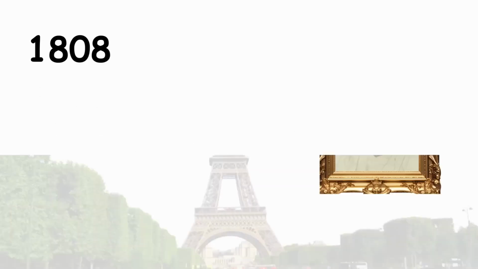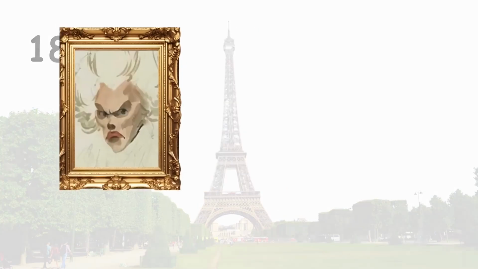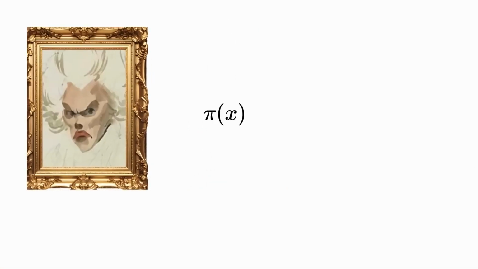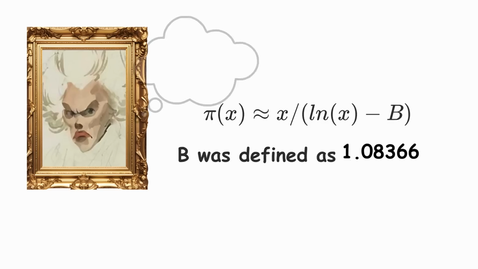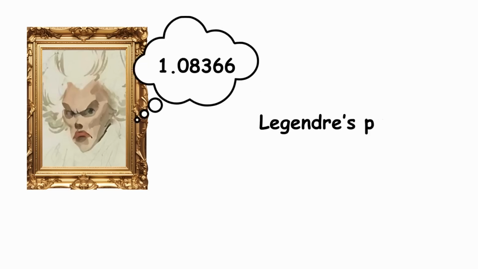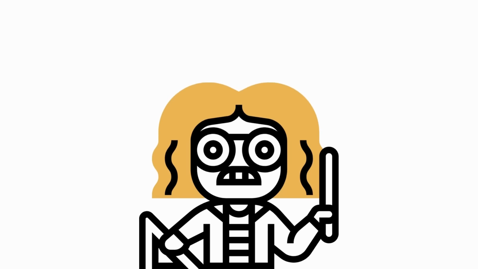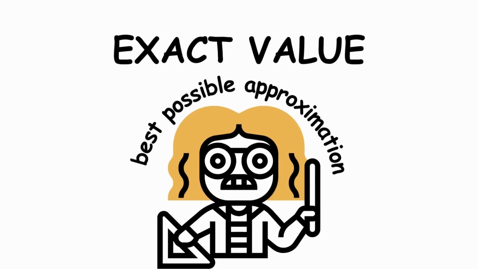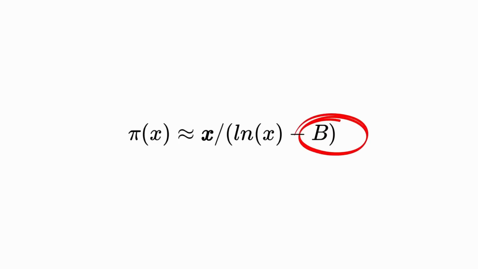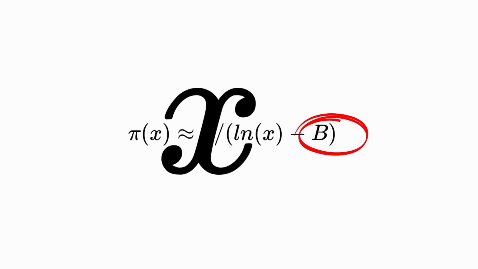In 1808, French mathematician Adrien-Marie Legendre found a good approximation for the function. Pi of x is approximately x over the natural log of x minus b, where b was defined as 1.08366. This value of b was only a guess on Legendre's part for the optimal value, so later, mathematicians sought to obtain the exact value of b that would give the best possible approximation. Stated more precisely, they wanted to choose a value for b so that, as x grows larger and larger, the ratio between the function and the approximation of the function approaches 1.